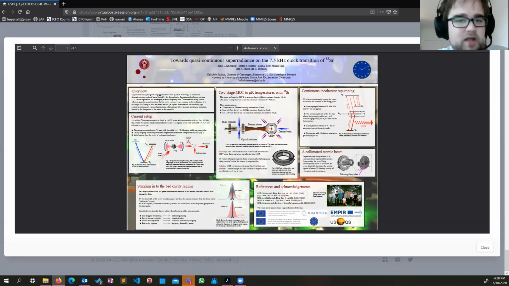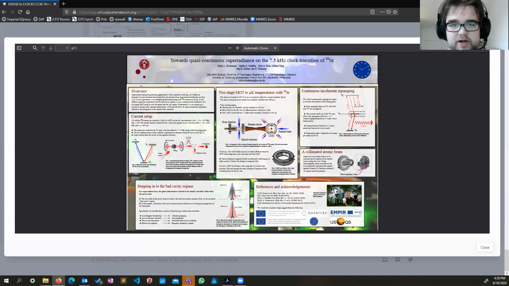So basically what this poster describes is our efforts to upgrade the experiment to take it into a second stage. Because the experiment that we have right now is only cooled to 5 millikelvin by a 461 nanometer MOT. And we want to take it further down in temperature to 5 to 50 microkelvin. And we do that by using a 689 nanometer MOT as well, a red MOT. And that should make us able to go even further within the bad cavity regime, where the frequency of the lasing atoms is dictated more by the atoms themselves rather than the cavity.